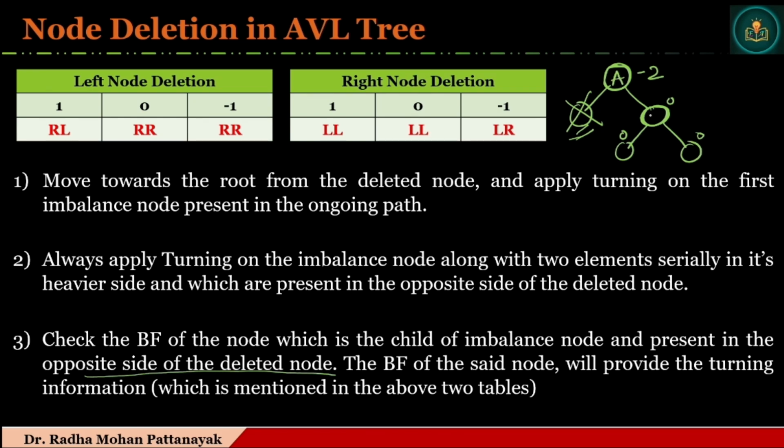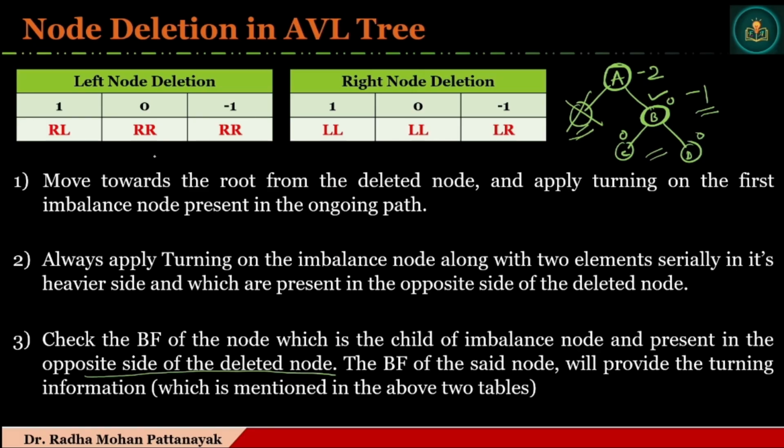For example, this is A, this is B, this is C, this is D. B is the child node of imbalance node. Okay? So find the balance factor of this node, and this balance factor will guide you what type of rotation you will have. How will it guide? If the balance factor of this node equals 1, it implies that it is heavier in its left side. If the balance factor is 0, it implies that that node is equally balanced in its left and right. But if the balance factor of B is -1, it implies that it is heavier in its right side. Clear?